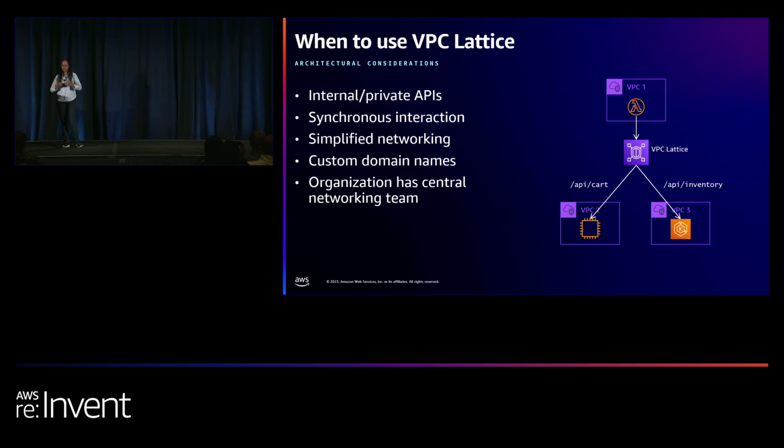for defining the service network, associating the services and the client VPCs with the network, defining auth policies, and sharing Lattice resources across accounts. The important thing is that Lattice can coexist with all your existing VPC networking configurations, so you can choose to adopt this selectively for your workloads. And that wraps up the internal metrics tracking service, and I'm going to pass it back to Josh to take you through the other APIs in serverless video.